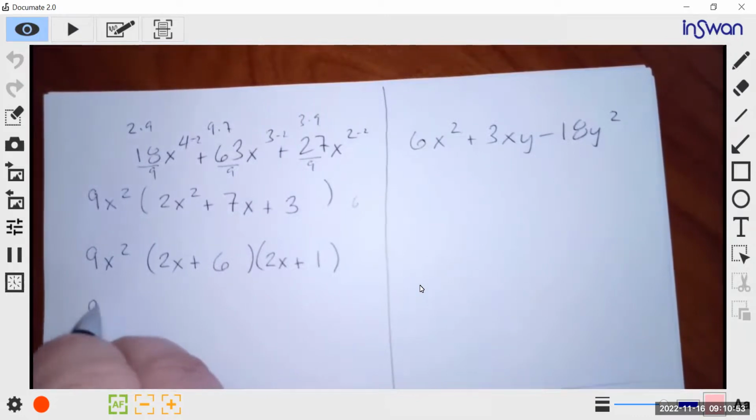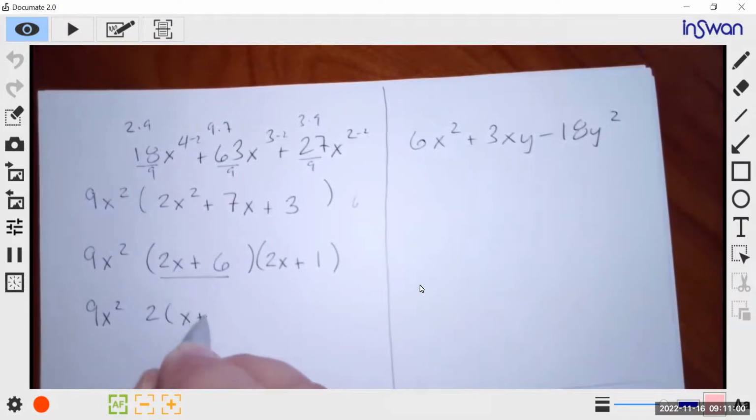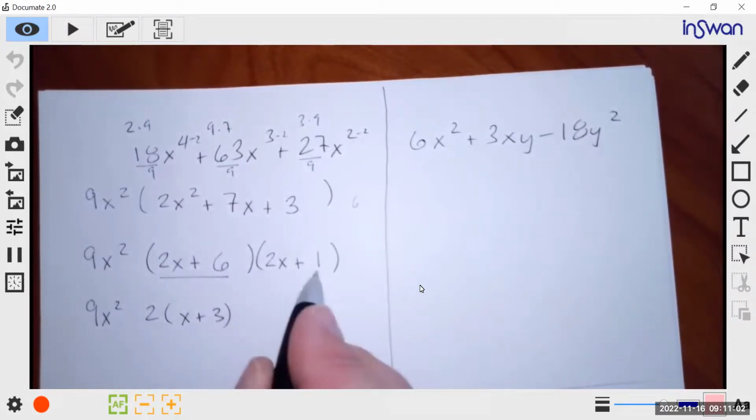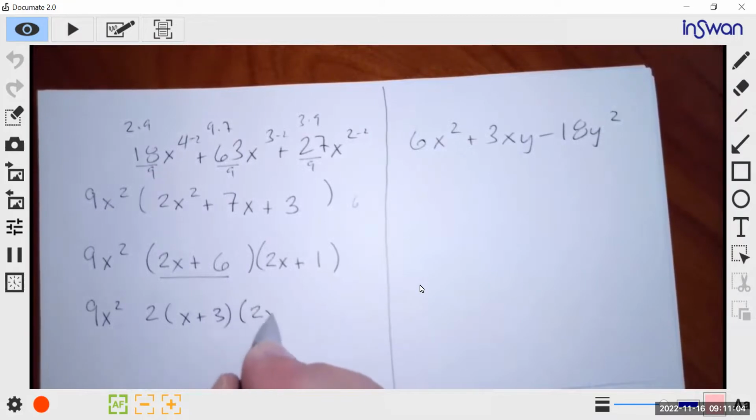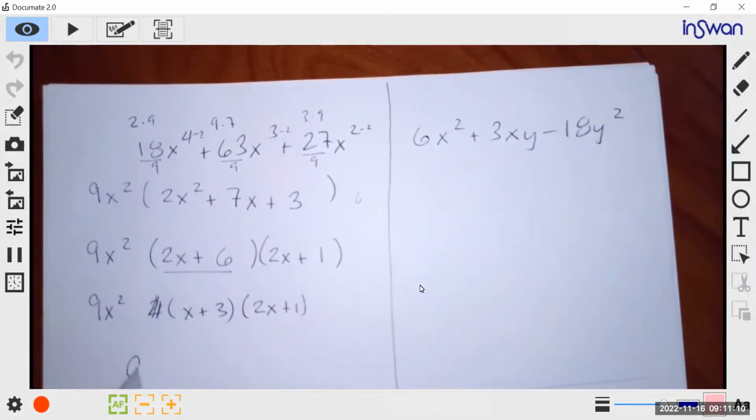So now, what can we factor out of the first one? Can we factor anything out of the second? This is the only one we erase. So your final answer is 9x squared, x plus 3, 2x plus 1.